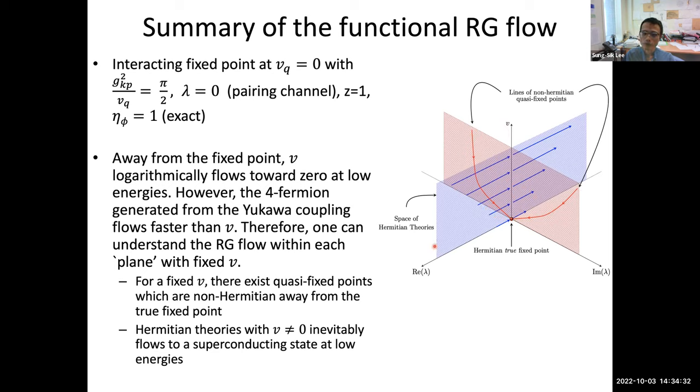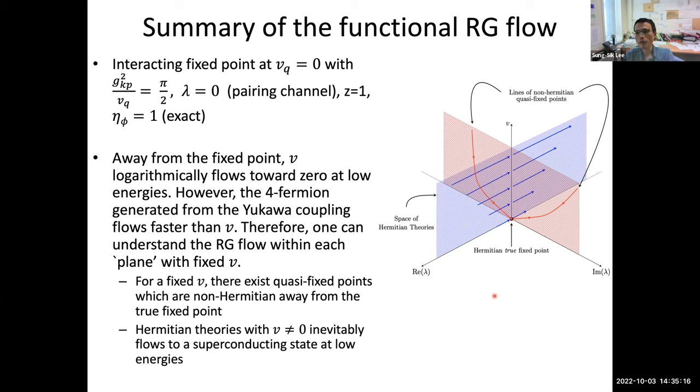Of course, the real RG flow happens within this space of Hermitian theories, denoted by this blue plane, right? And then if your UV theory is somewhere here, then the theory flows through this region and becomes, in the low energy limit, large and attractive. That signifies superconducting instability. Okay, but the flow becomes slower and slower as the nesting angle becomes smaller and smaller, because you get closer to this non-Hermitian fixed point and also the true fixed point.